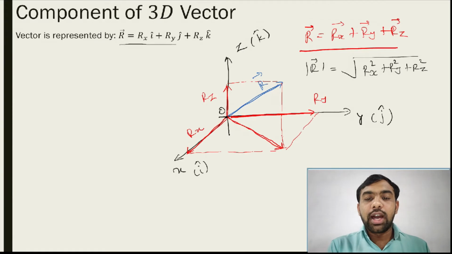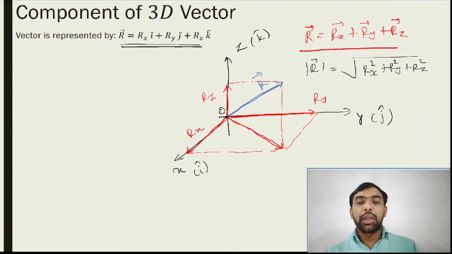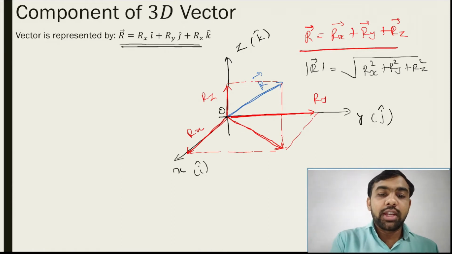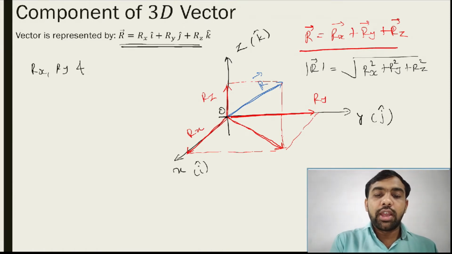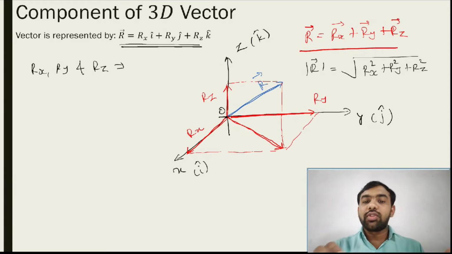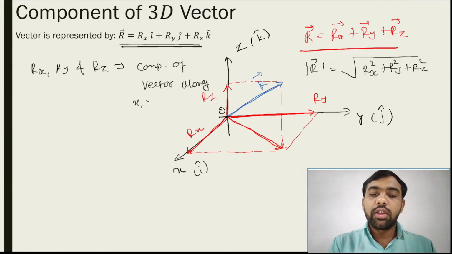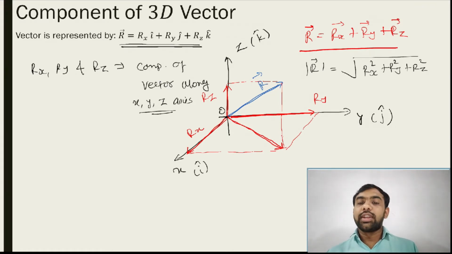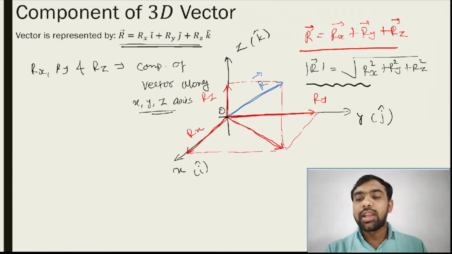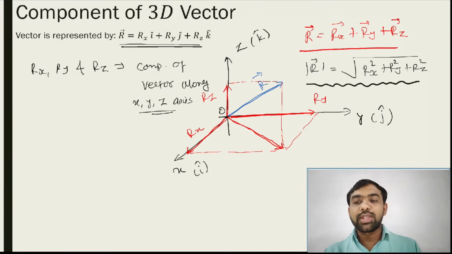A vector is represented like this: rx i plus ry j plus rz k. Here rx, ry and rz are the magnitudes of the components of the vector along the x, y and z axes. The magnitude of r is represented like this: under root rx square plus ry square plus rz square. Okay, so all of you note this.